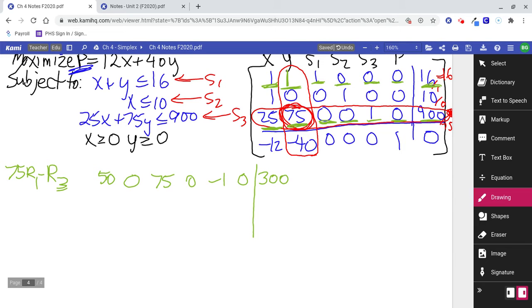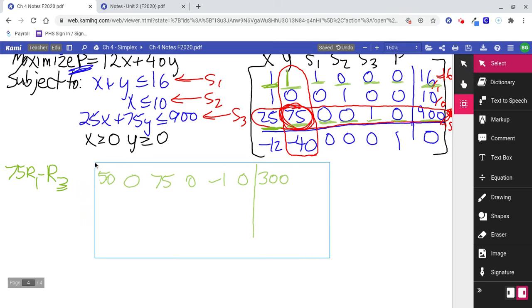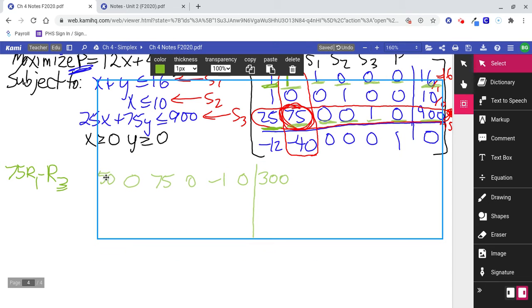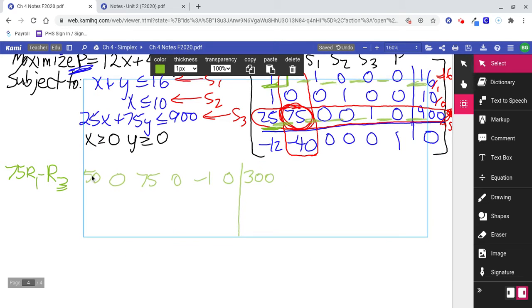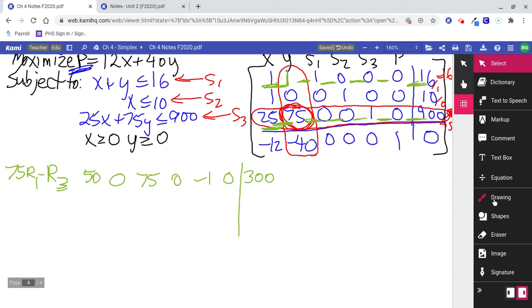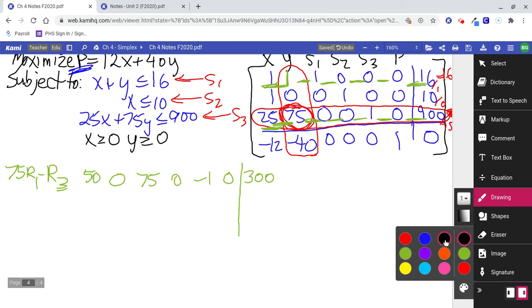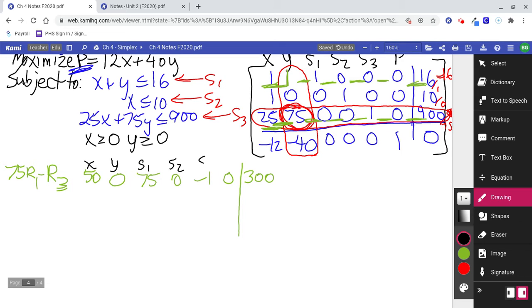Okay. Now, a couple of things. I'm going to scoot this over if I can, but I'm also going to label it. You should probably get in the habit of labeling your variables just so you don't forget what things are. That was X, that was Y, that was S1, S2, S3, and P.